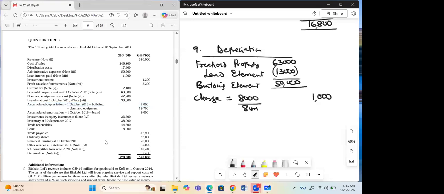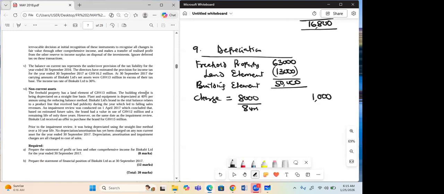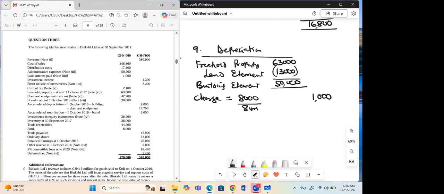Then they said plant and machinery is depreciated at 40% reducing balance, right? So give me the plant and machinery here. Give me the cost and accumulated depreciation. So the cost is 42,200. Okay, it's here. The cost is 42,200, right? Yes, sir.